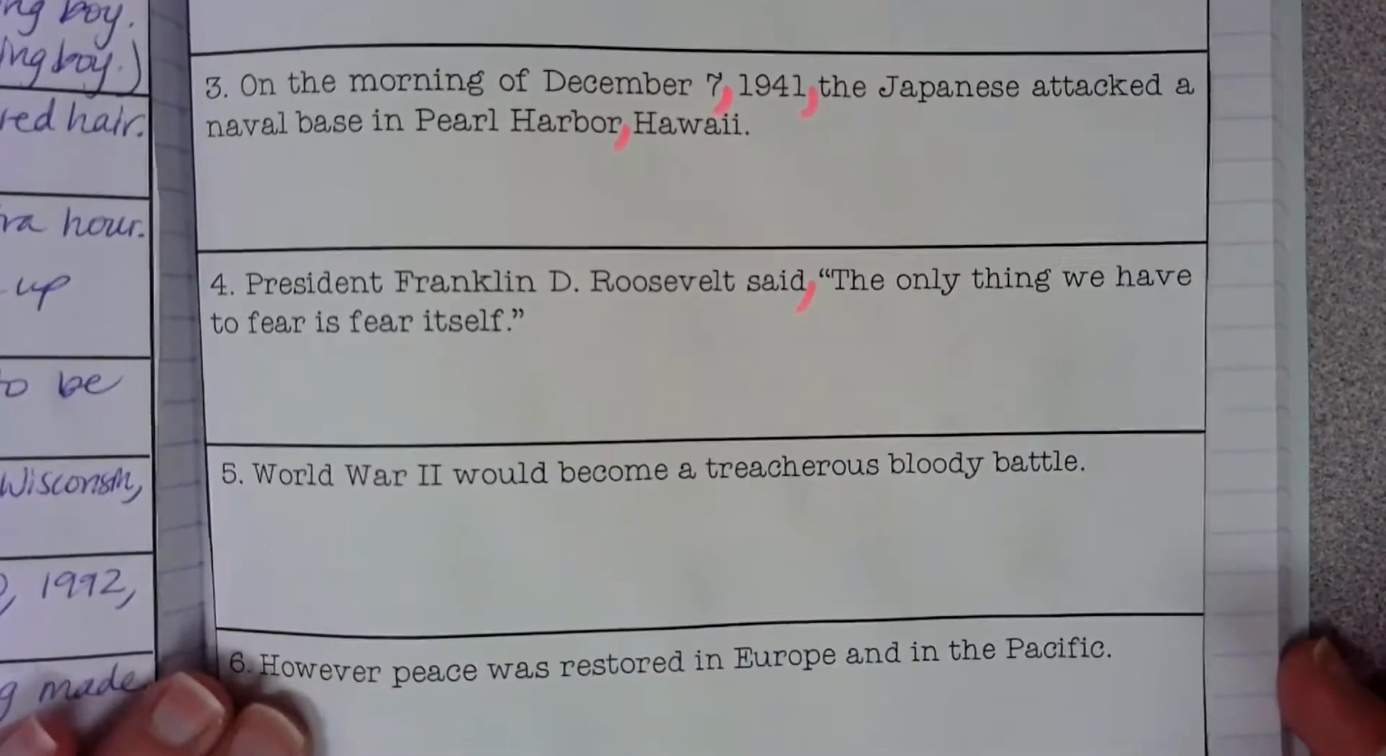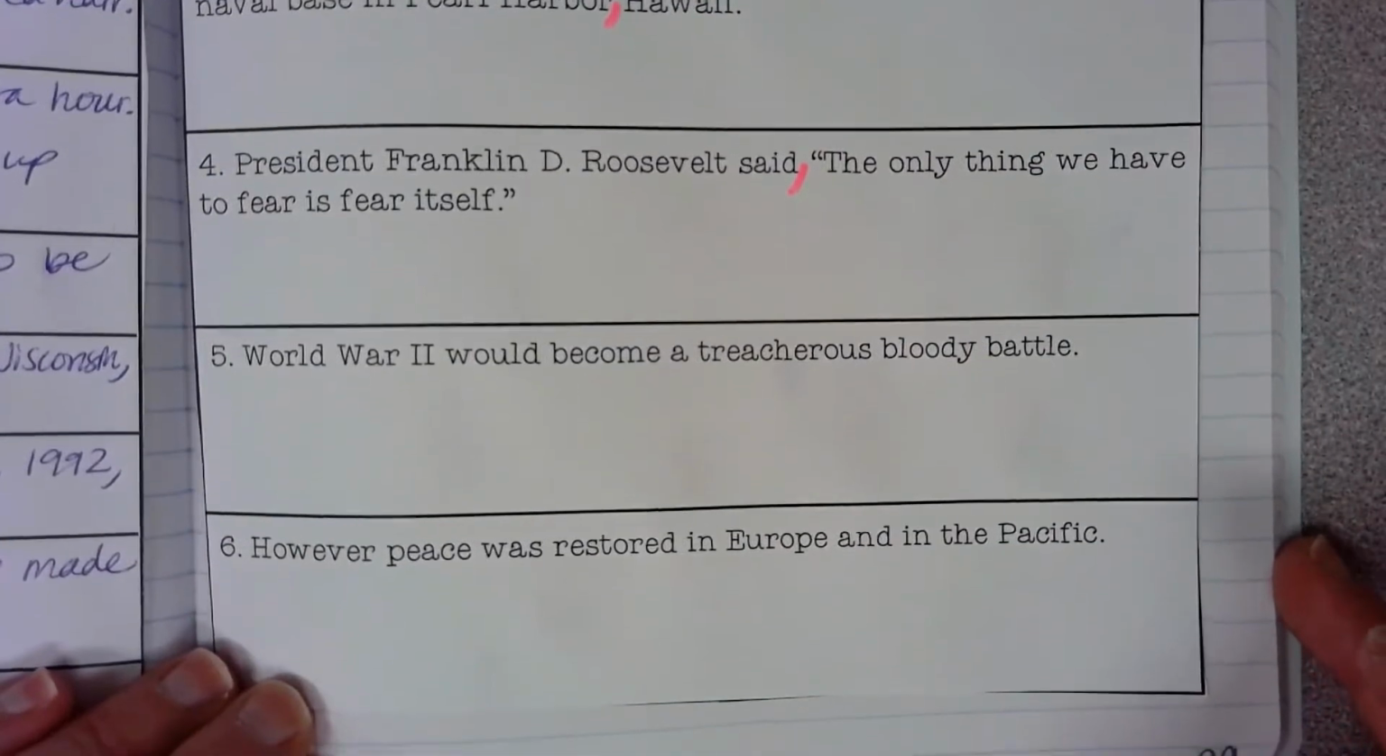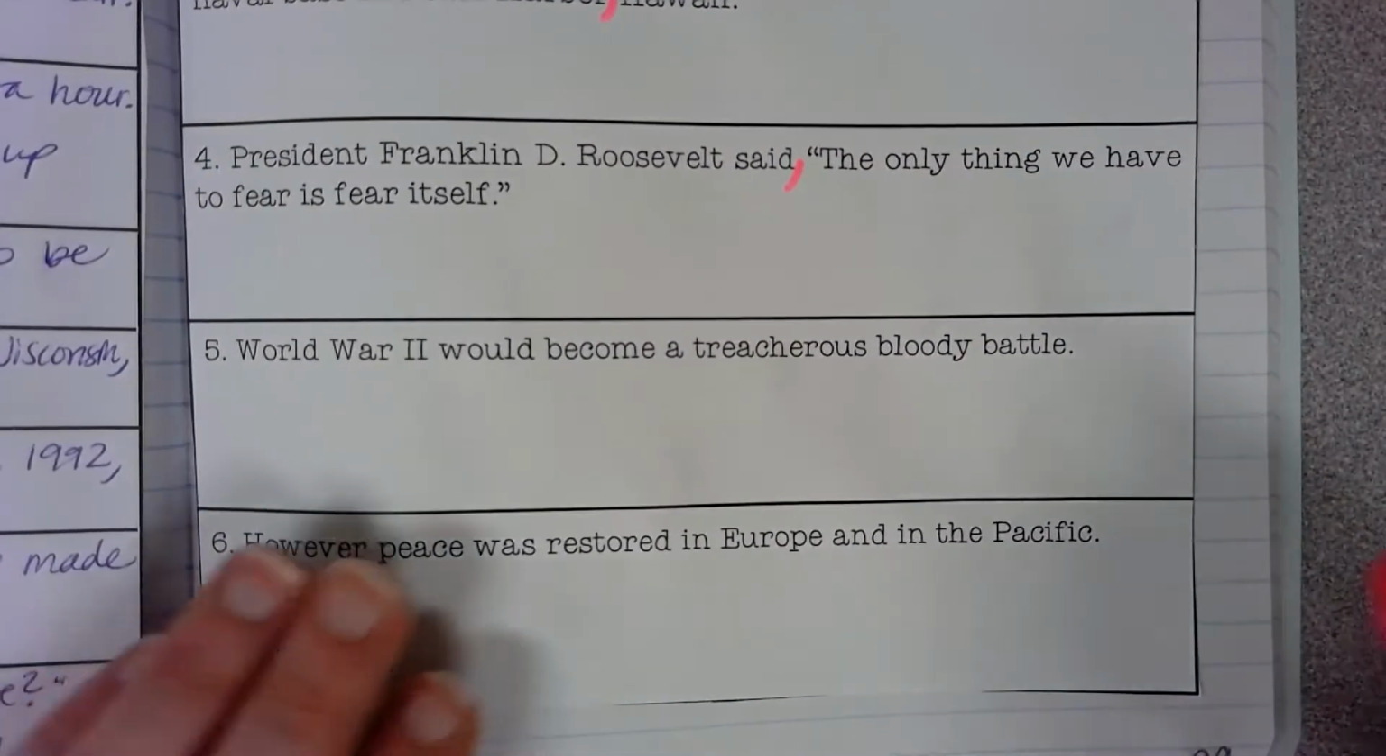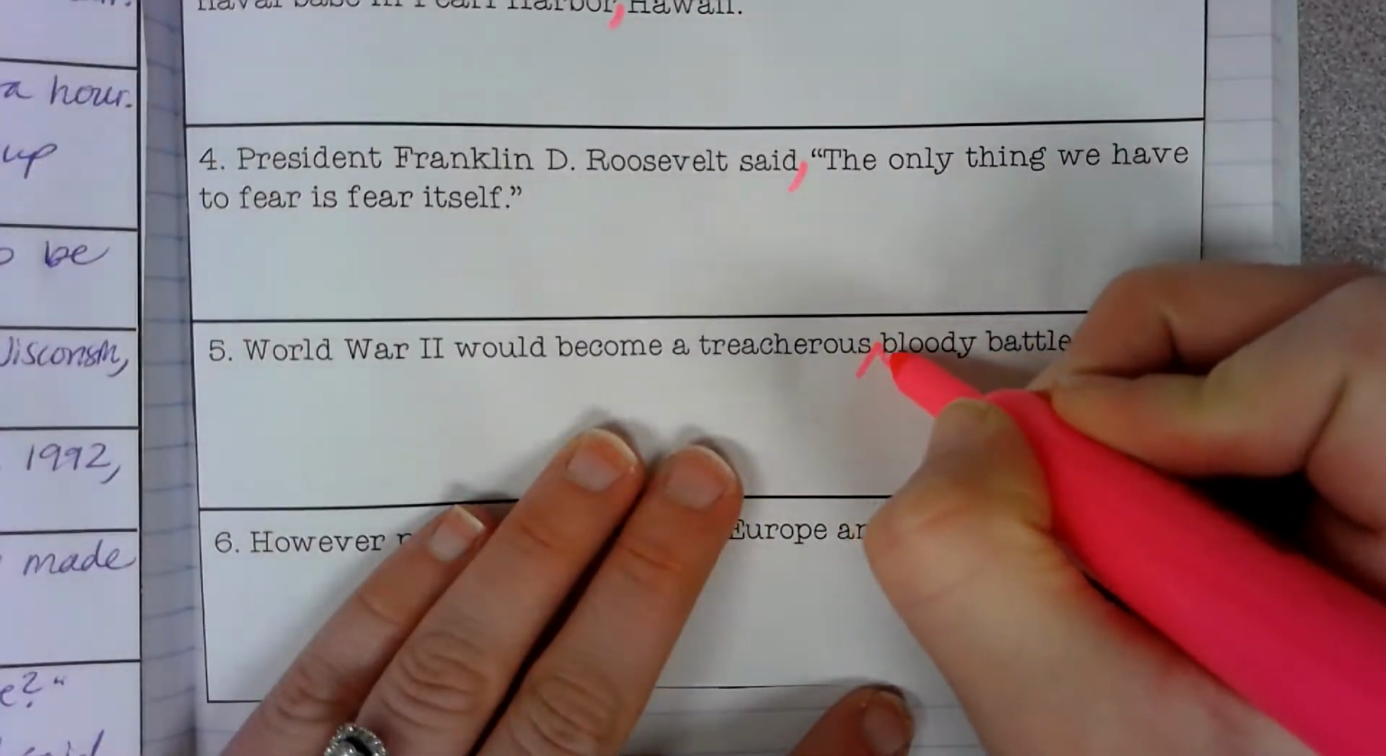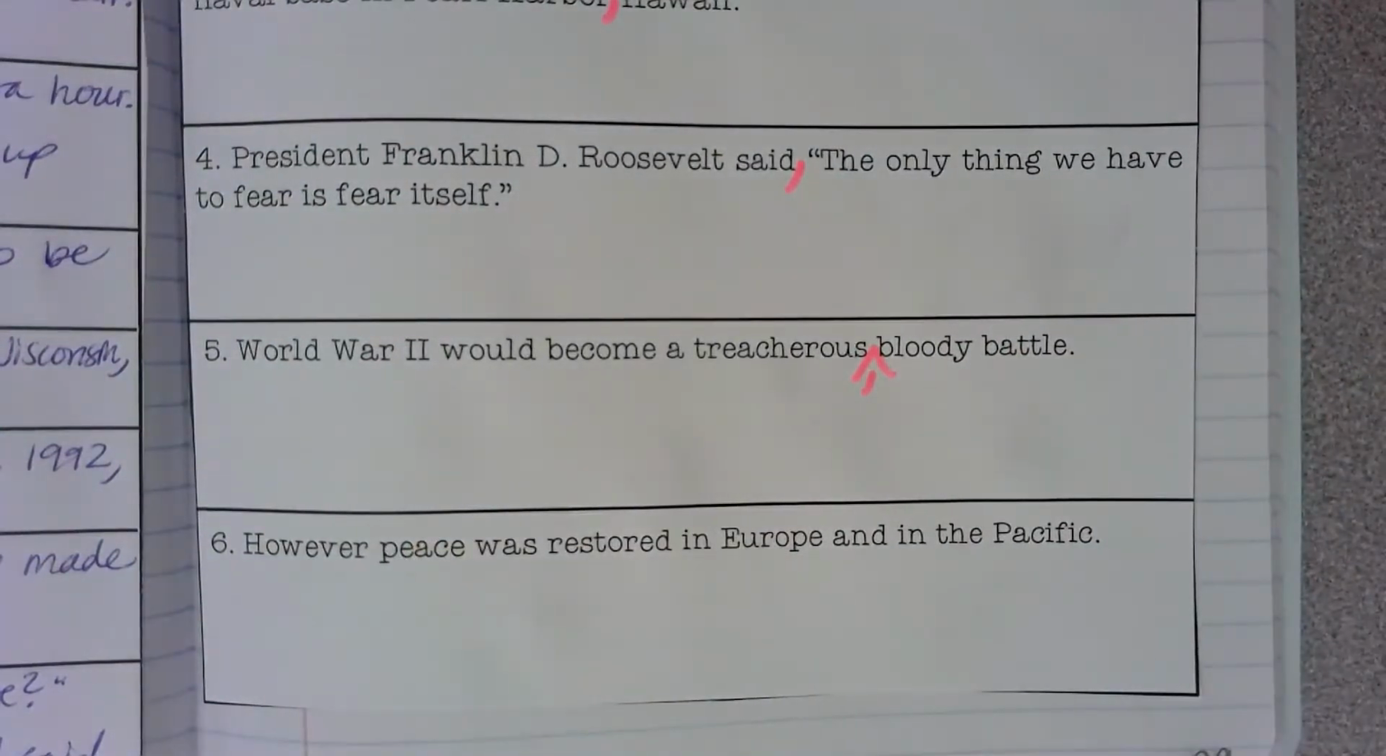Number 5. World War II became a treacherous, bloody battle. We only have one comma in between the two adjectives that are describing "battle."